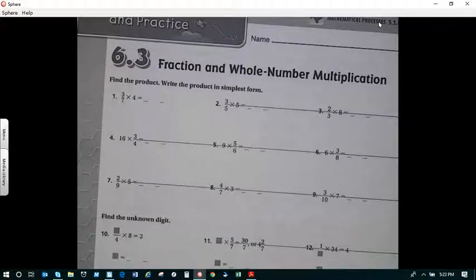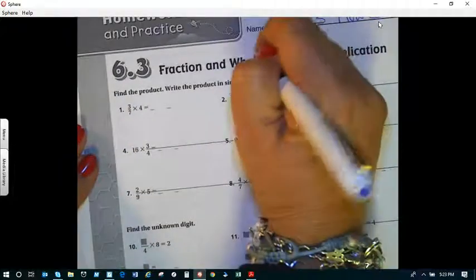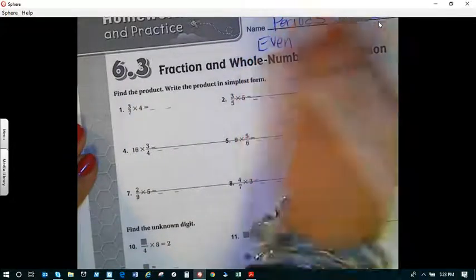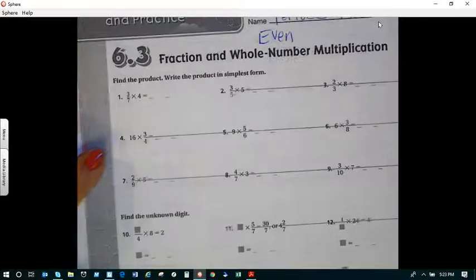Tonight we were doing fractions and whole number multiplication. This is going to be the last assignment before we move into dividing fractions. This is for period 3 in Miss Rose's class. All right, you were doing all even numbers. Some of you came to me and I gave you specific ones, but follow along to make sure that you are on track.